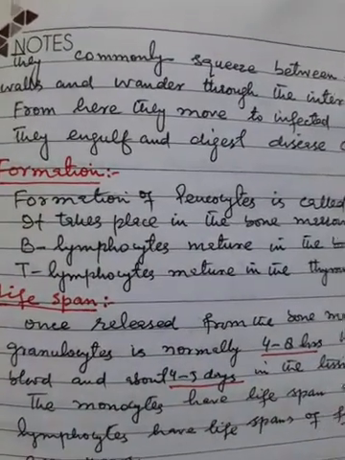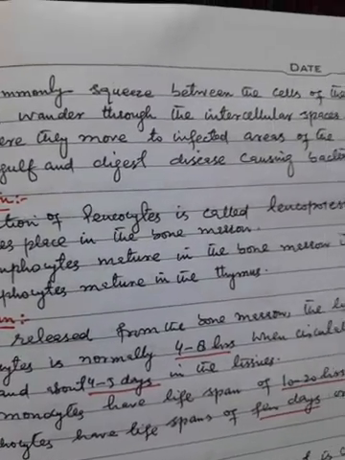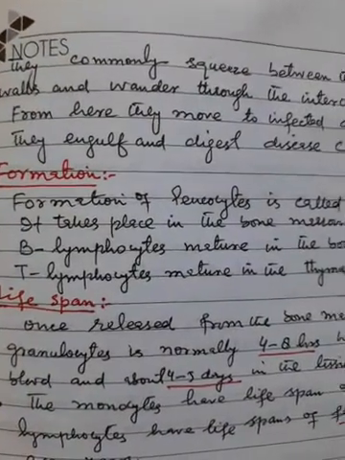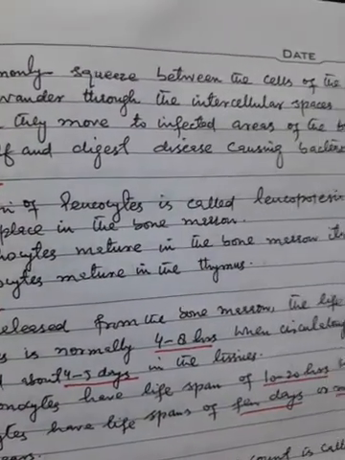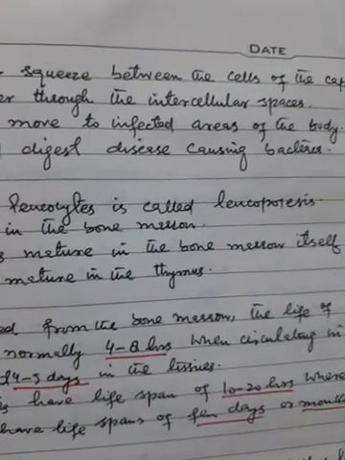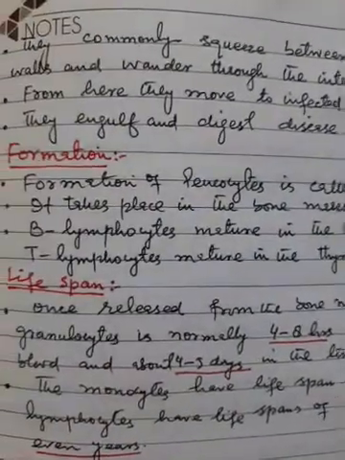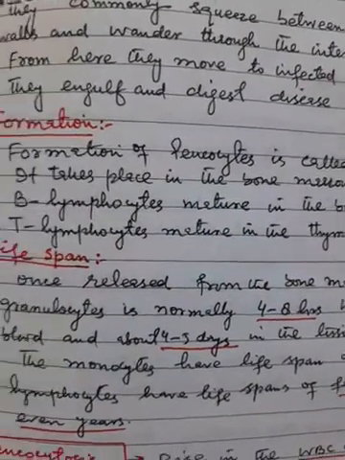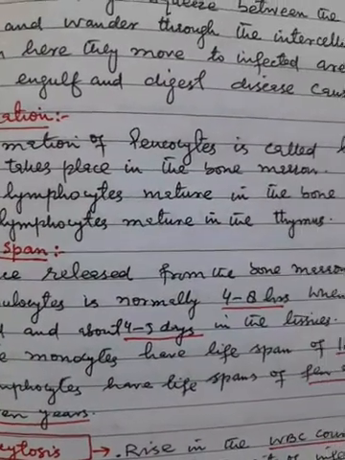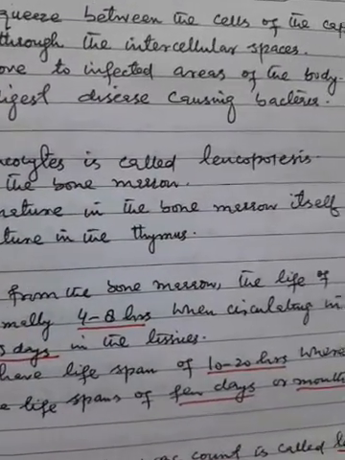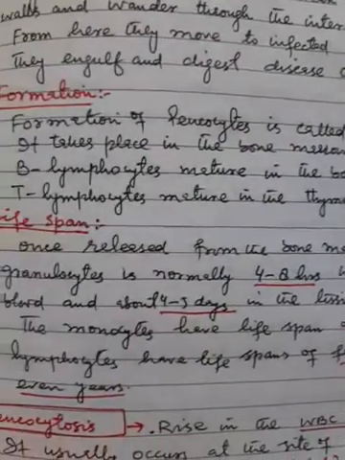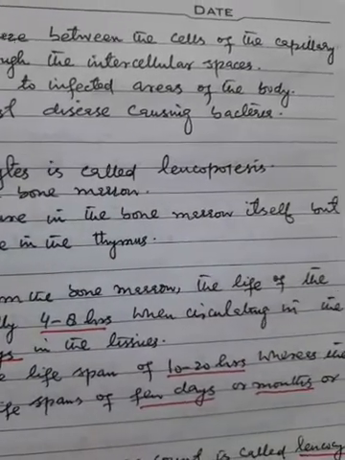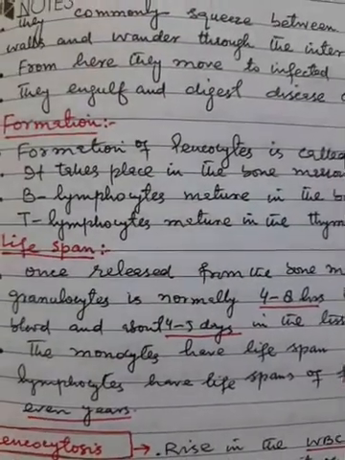Lifespan. Once released from the bone marrow, the life of the granulocytes is normally 4 to 8 hours when circulating in the blood, and about 4 to 5 days in the tissues. The monocytes have a lifespan of 10 to 20 hours, whereas the lymphocytes have lifespans of a few days or months or even years.